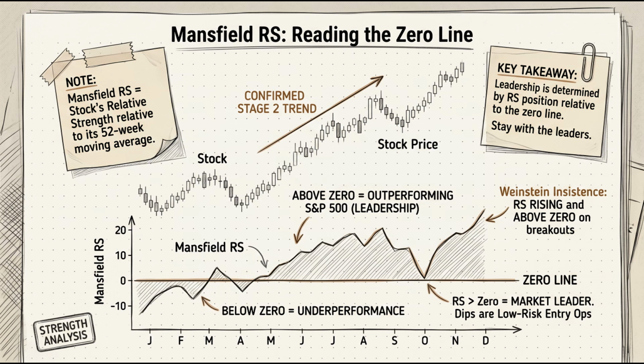Weinstein insisted that Stage 2 breakouts must be accompanied by rising Mansfield RS, preferably crossing above or already above the zero line. When Mansfield RS is far above zero and has been there for an extended period, the stock is a market leader. Dips in such stocks within a confirmed Stage 2 can offer lower-risk entry opportunities.